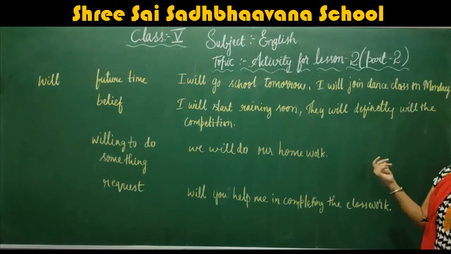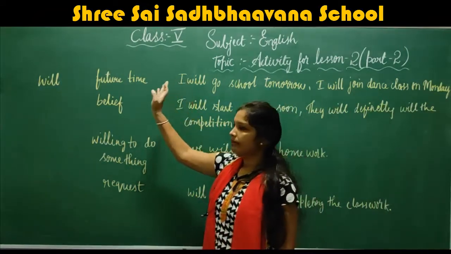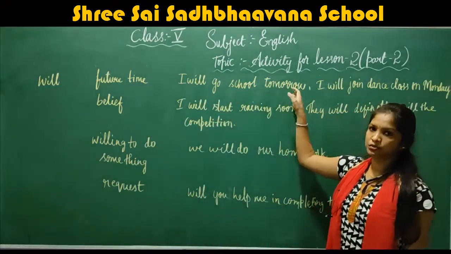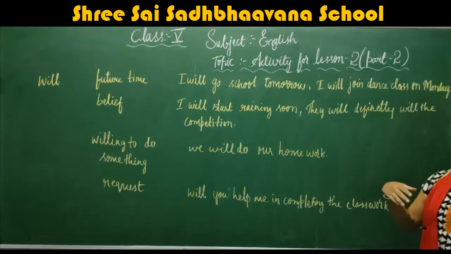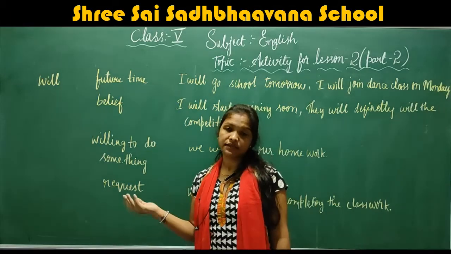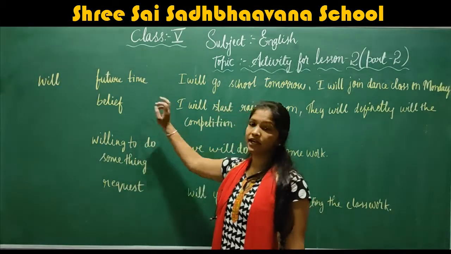So I will join dance class on Monday. And when we use a word in the future time, by adding will, the sentence will be as I will go to school tomorrow, I will join dance class on Monday, or I will visit my teacher next week. That is also future time.